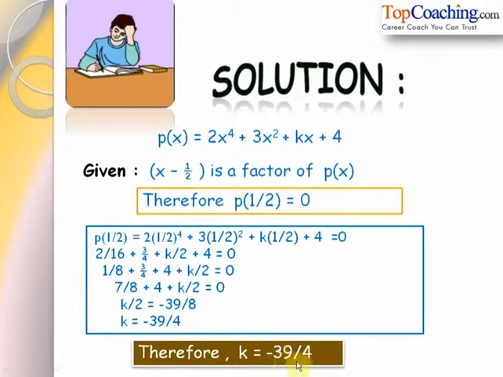Thus if k is equal to minus 39 by 4, then x minus 1 by 2 is a factor of p of x. So using the factor theorem, we have calculated the value of k.